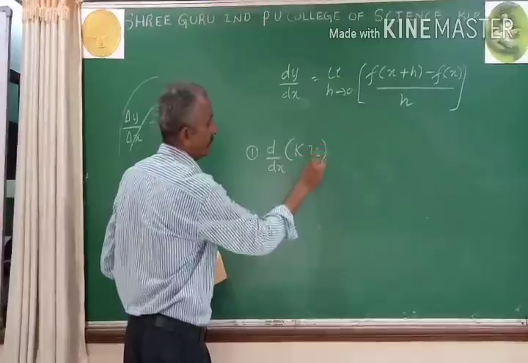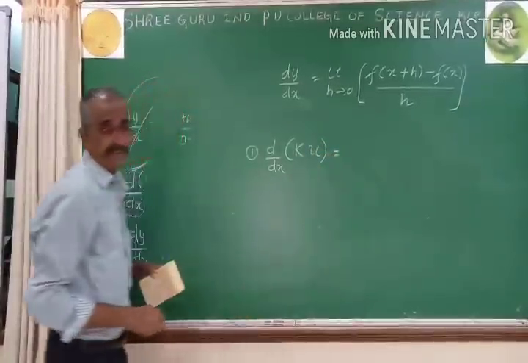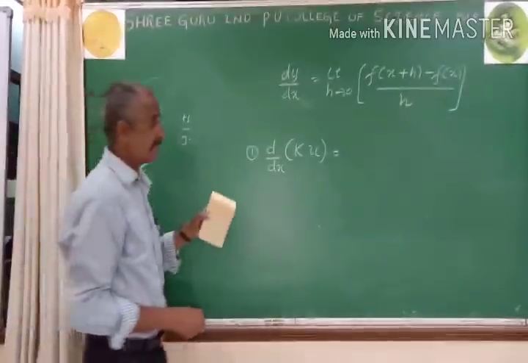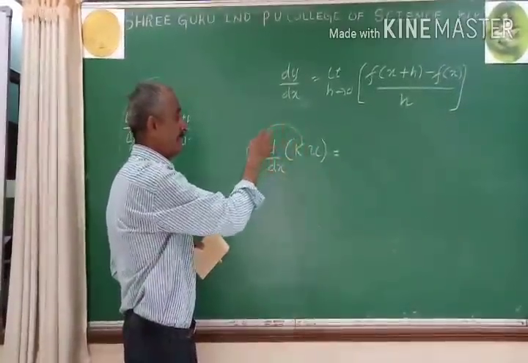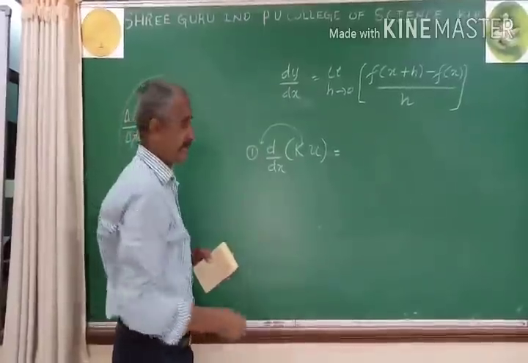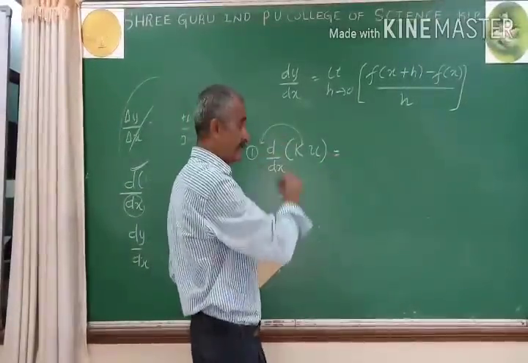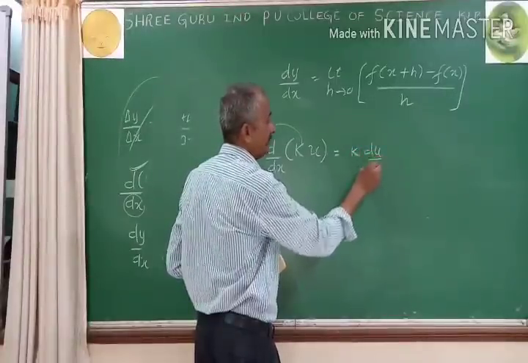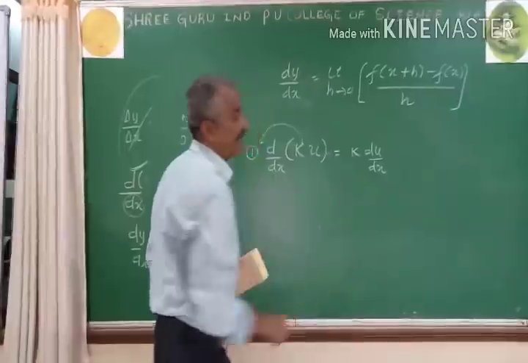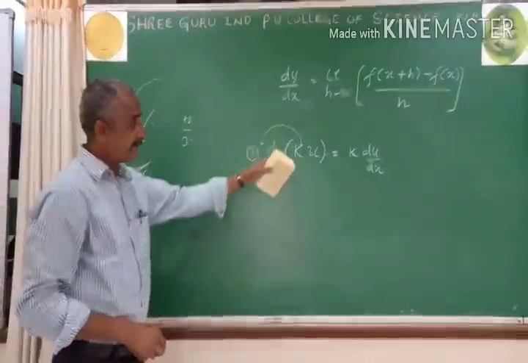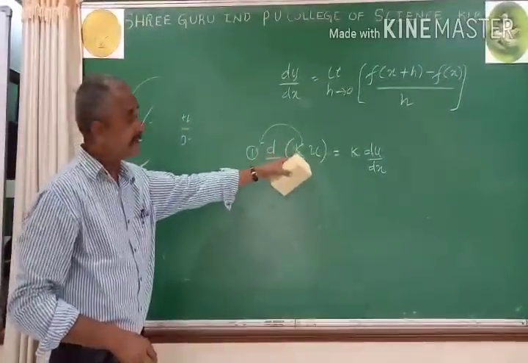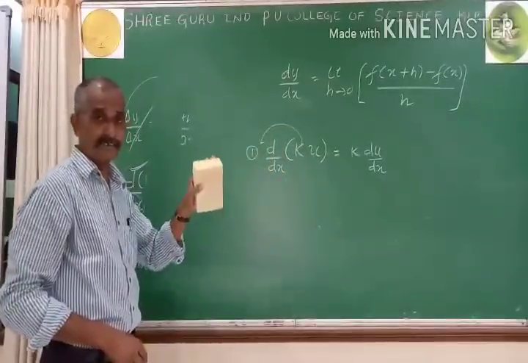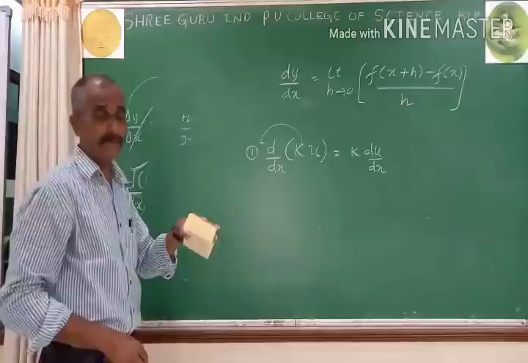Firstly comes the rule d by dx of constant k into function u, where k is a constant and u is a function. This rule says that the constant k can be kept outside the derivative, namely k into du by dx. Whenever we have a product of a constant and a function, only the constant can be kept outside the derivative, but not the function which is undergoing differentiation.